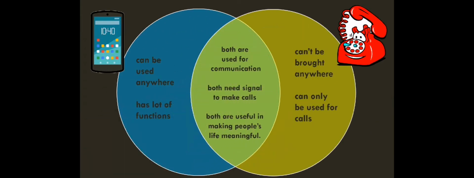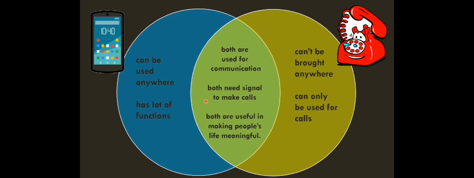Let us use this Venn diagram to see the similarities and differences of smartphones and telephones. Let us begin with the similarities. Both are used for communication. Both need signal to make calls, and both are useful in making people's life meaningful.